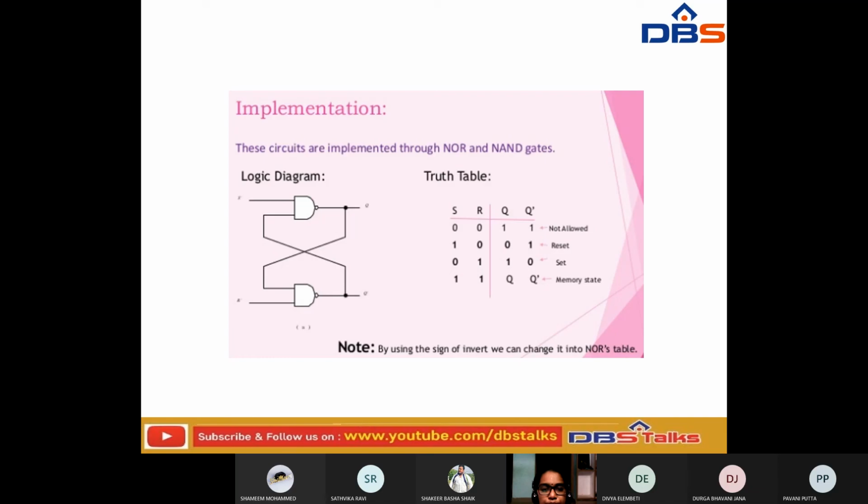And next, if the value of S is 1 and the value of R is 1, then Q and Q dash will not change. They will remain the same, so we can say it is a memory state. The thing to keep in mind is that by using the sign of the inverter, we can change it into the NOR version.